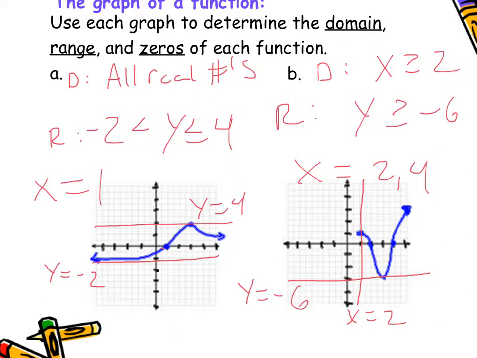Big thing here is when you're looking at domain, think about these vertical lines and look left to right because that corresponds with the horizontal axis, which represents the x values. For the range, think vertical. Think up and down, okay? Because that corresponds to your y values.